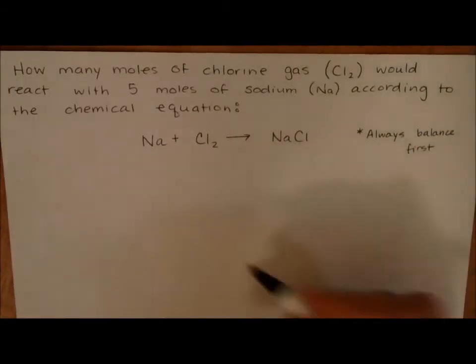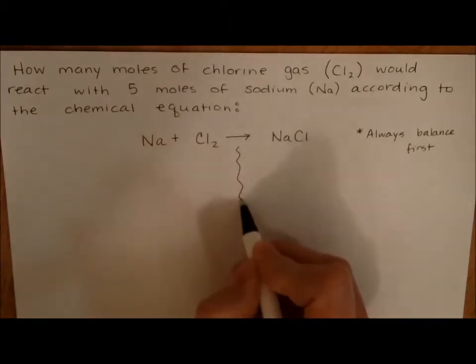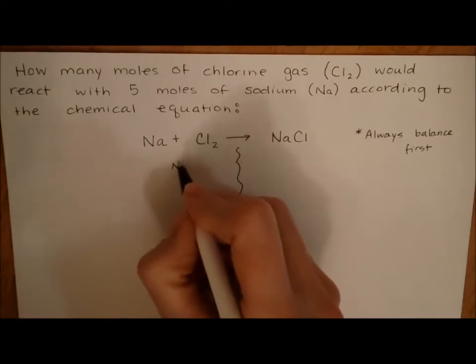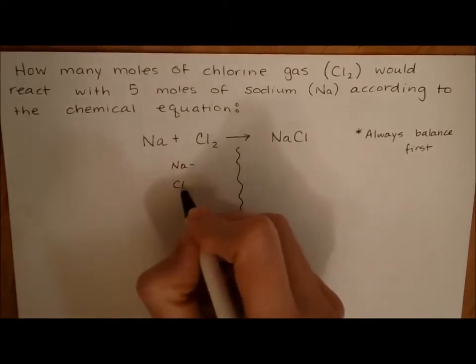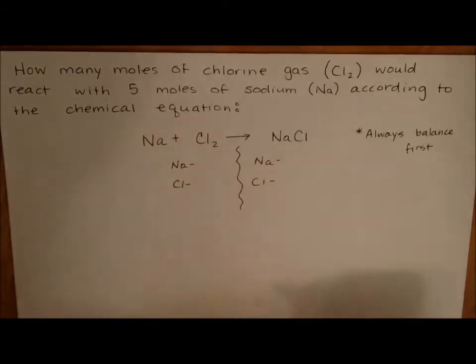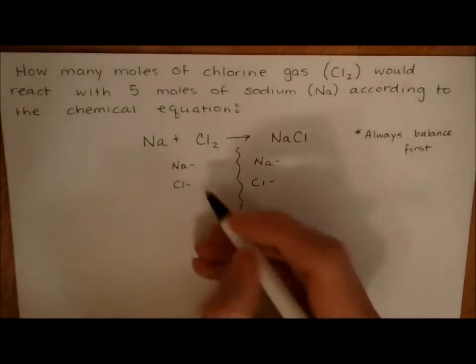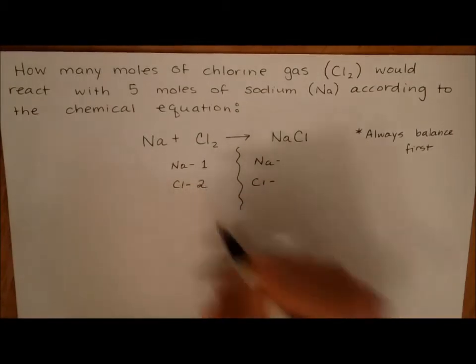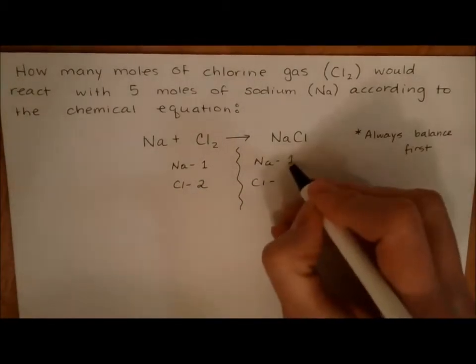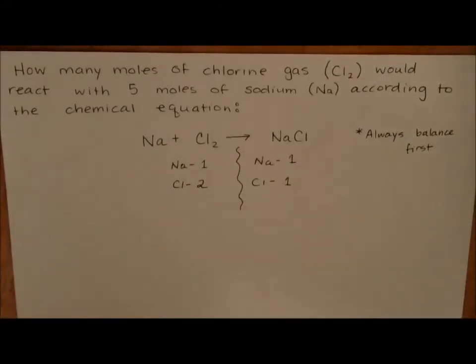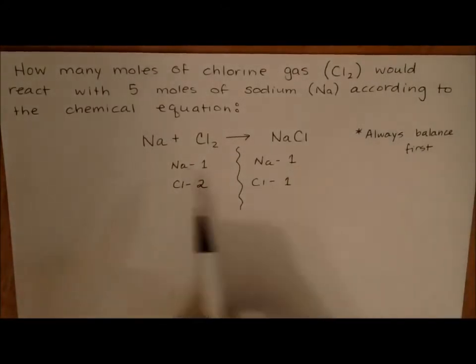Alright, so the way I do this is that I divide my equation down the middle and I count up the atoms on each side. Remember, the goal of balancing is to make the number of each type of atom equal on both sides. So right now I have 1 sodium atom and 2 chlorine atoms over here, 1 sodium atom and 1 chlorine atom over here. So it's not balanced right now.